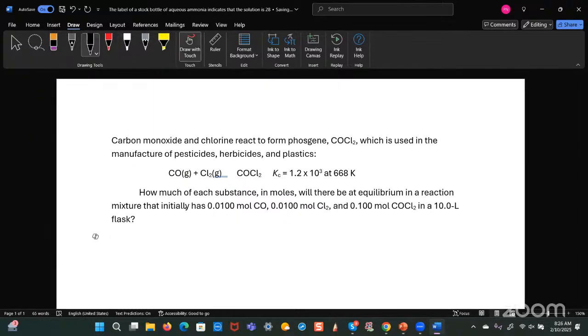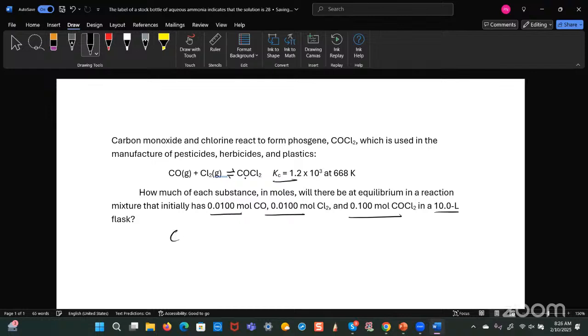Okay, so the question gives you the equation. Somehow when I copied and pasted it, I lost the arrows here. They gave you the equation, they gave you the Kc value, and it asks how much of each substance in moles would there be at equilibrium in a reaction mixture that initially had these amounts of carbon monoxide, chlorine, and phosgene in a 10-liter vessel.